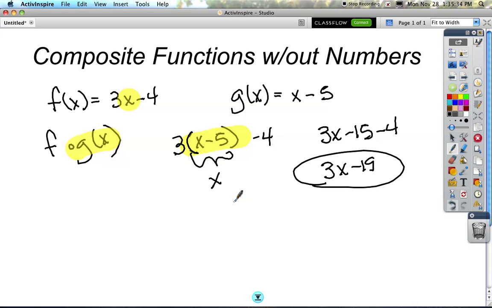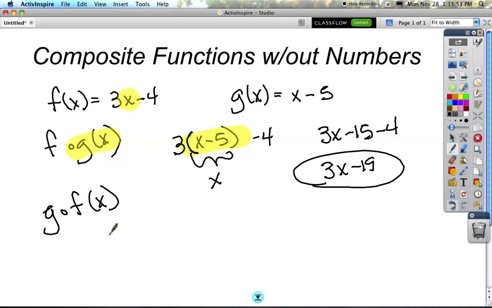Oh, that ain't too bad. That's it. You're not solving for anything. You're just putting two functions together. Now, let's do the g of f of x. Okay? Same things, we're using the top ones.